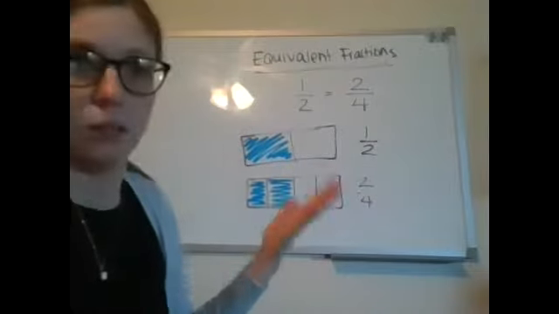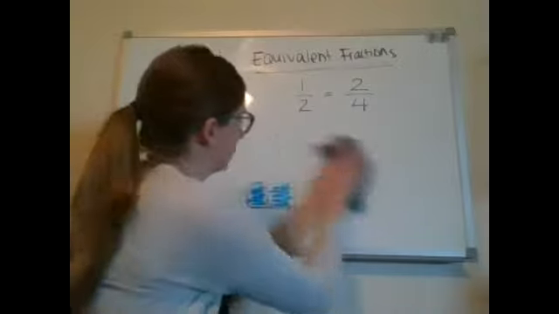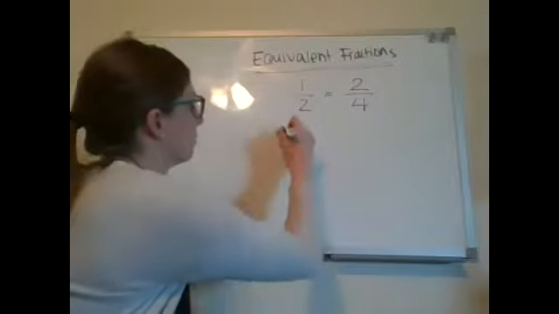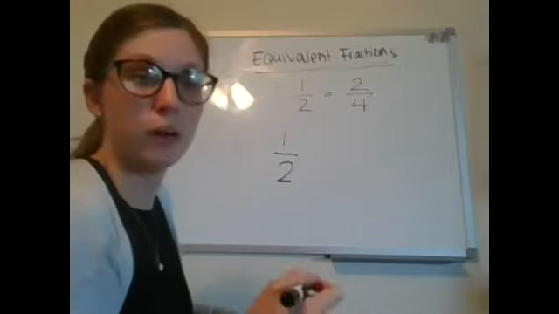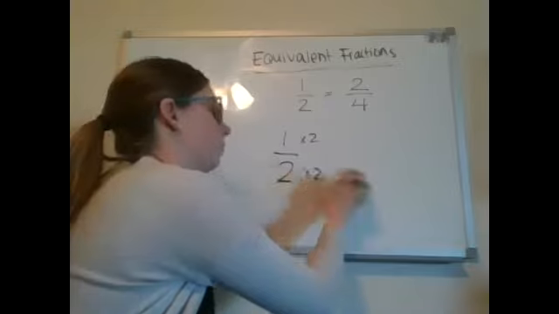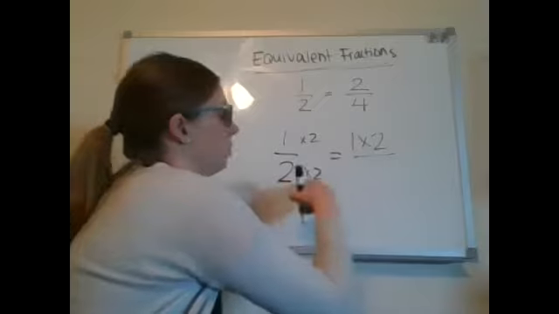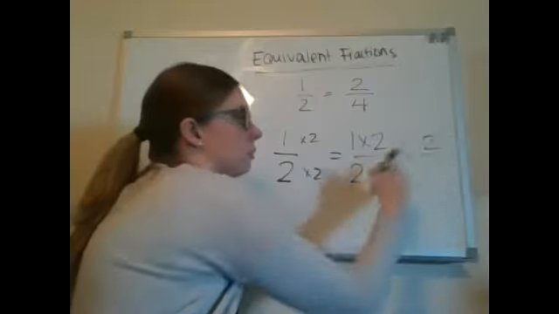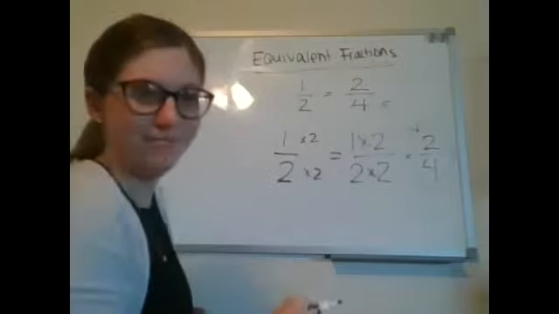How do we look at this numerically or algebraically, right? I'm going to get rid of this. Let's start with 1/2. Say I multiply the numerator and the denominator both by the number 2. So now what this means is on the top, or in the numerator, we have 1 times 2 over 2 times 2. 1 times 2 is 2. 2 times 2 is 4. And they are equal.